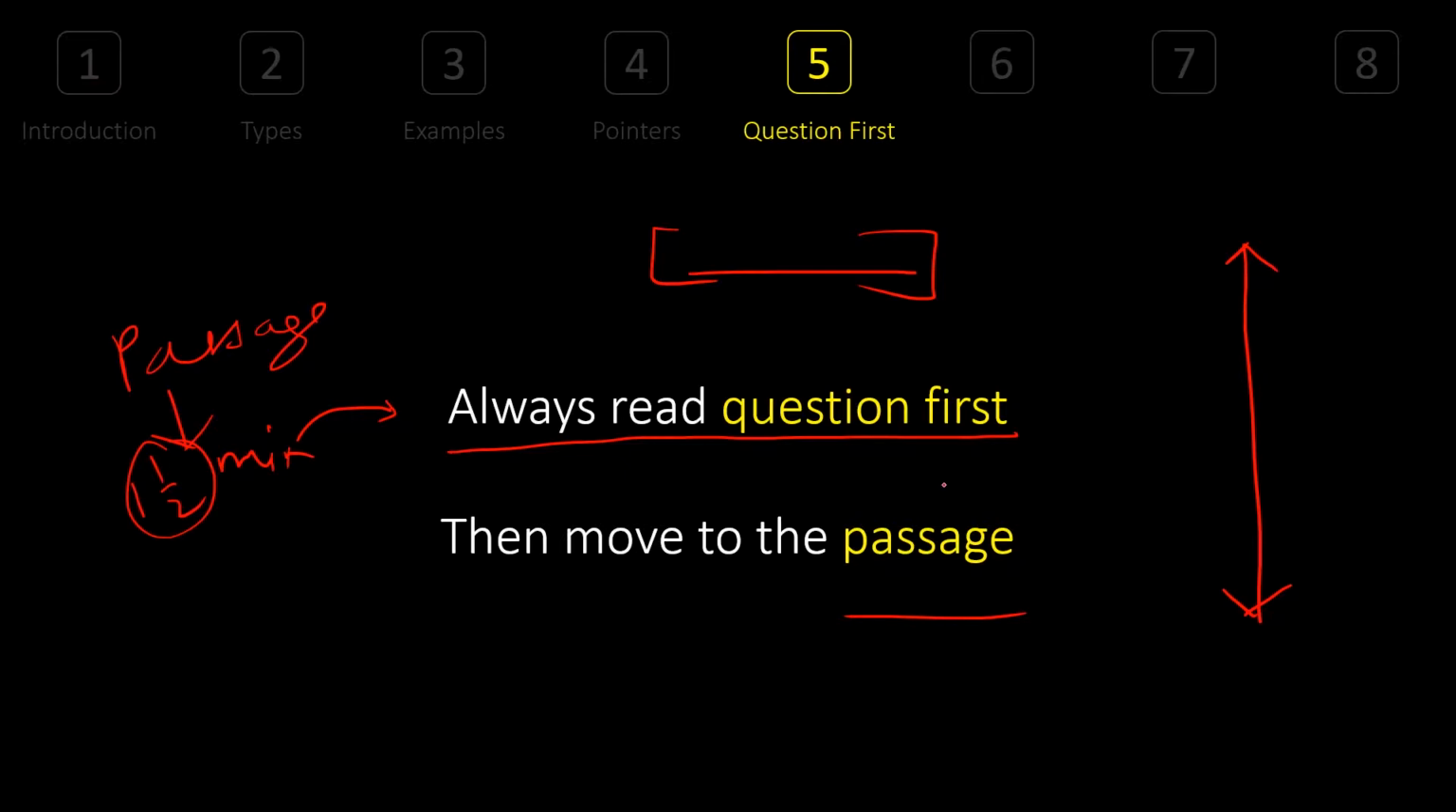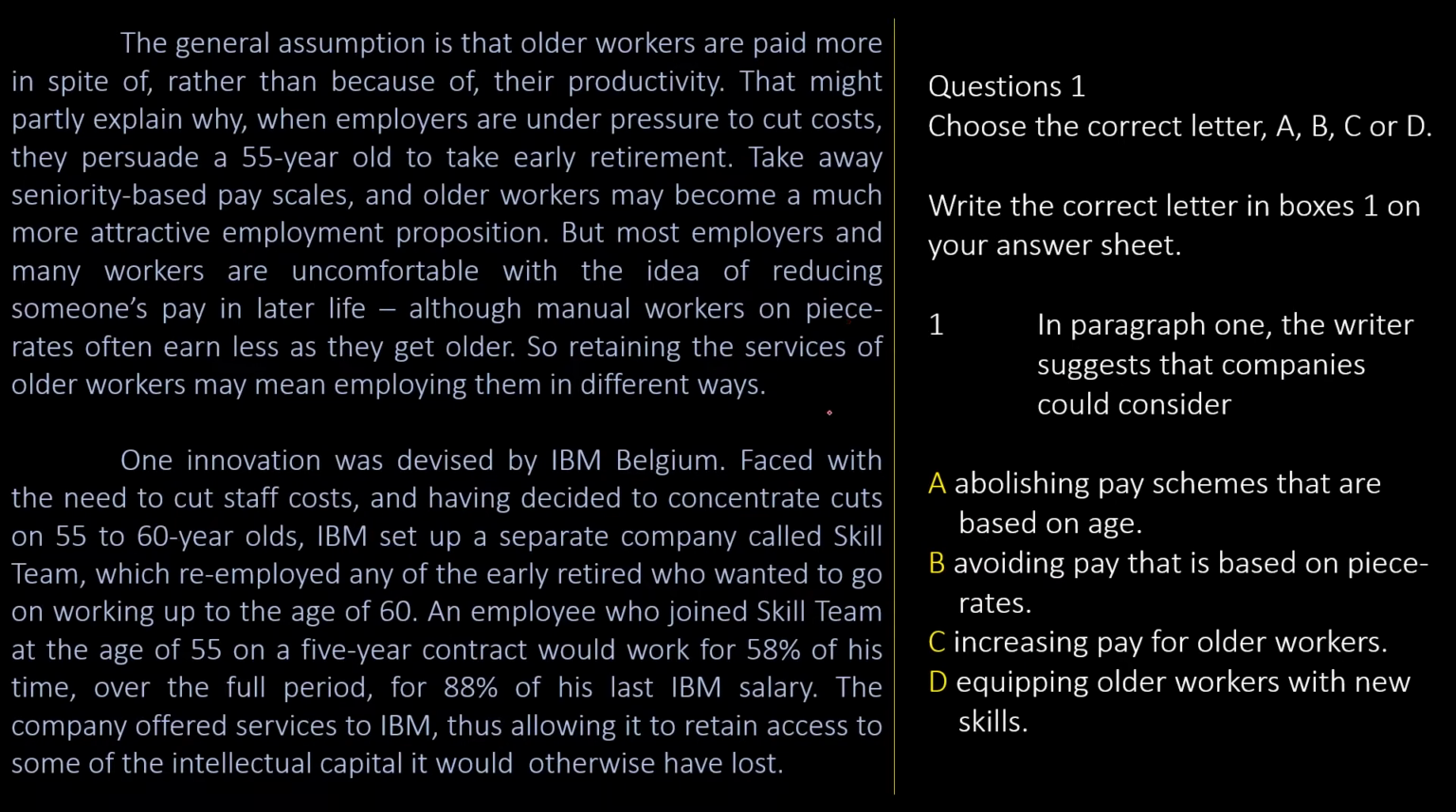Okay. Now, if you look here, we shouldn't go here first. We should go here first. That is question 1. In paragraph 1, the writer suggests that the company could consider these. Right. Now, your question, once you read this, then move to the passage. Because the question says clearly, all you have to do is suggest what the companies could consider based on the writer in paragraph 1. That means we don't have to read this much. It's gone, right? This is not required in this question. You have to read the first one. So let's try to find the answer here.